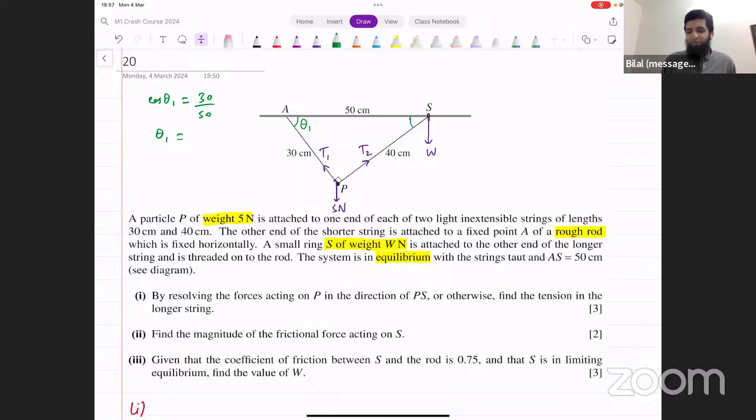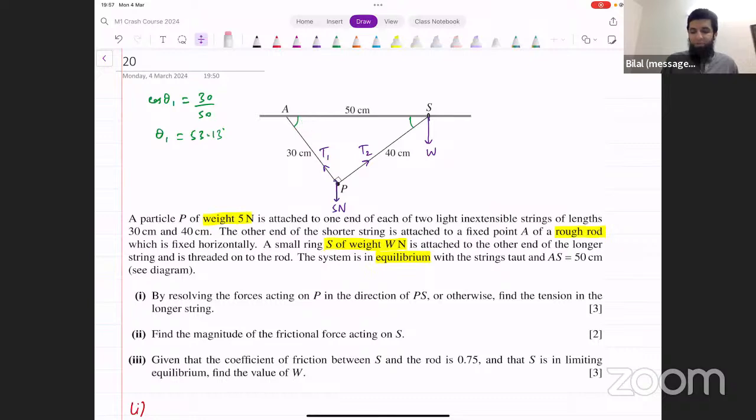In fact, once we have θ1, we can find θ2 directly then. Can you tell me what θ1 is? 53.1. Okay, can we be more accurate? Because this is working, you want to be more accurate in your working. Otherwise, your final answers might be off by 1 decimal place, and that can end up making you lose marks. So 53.13. That's what we have here.